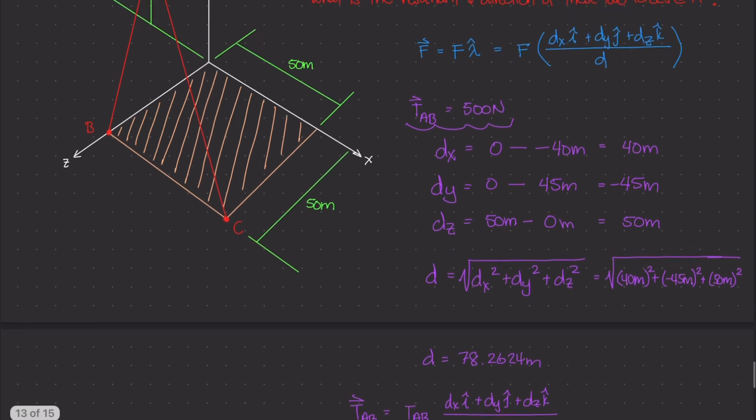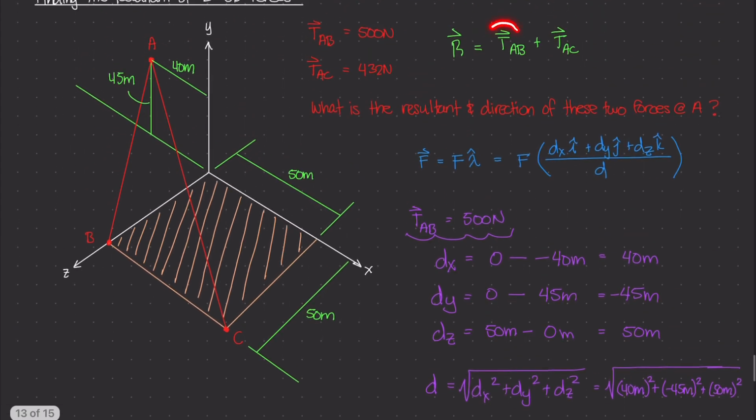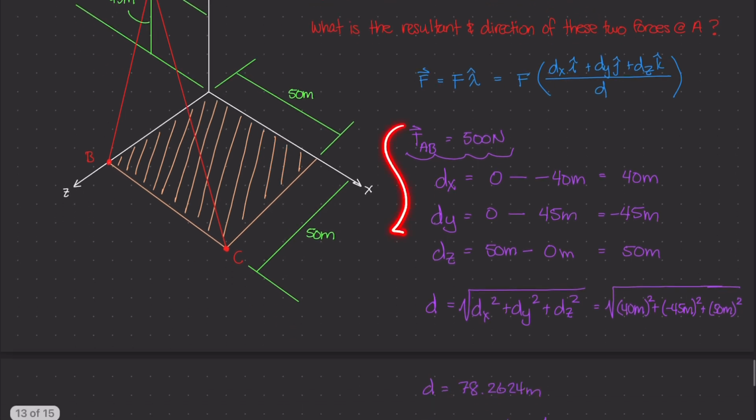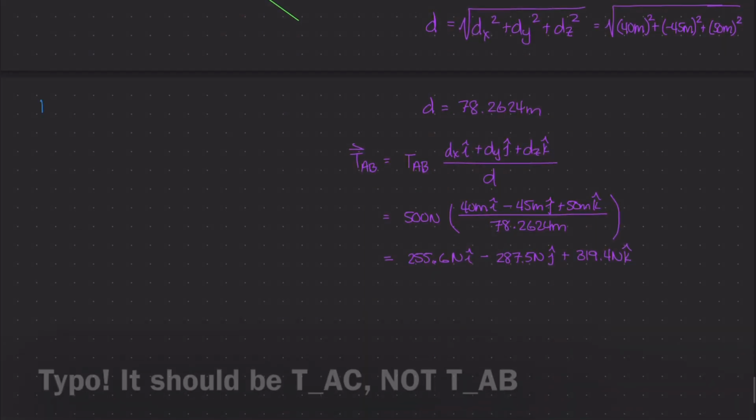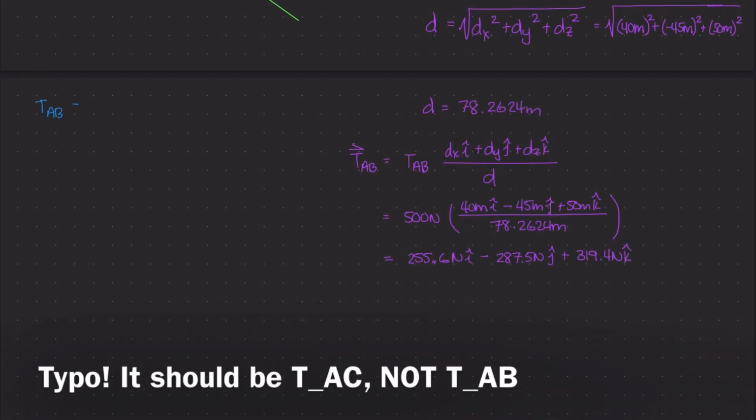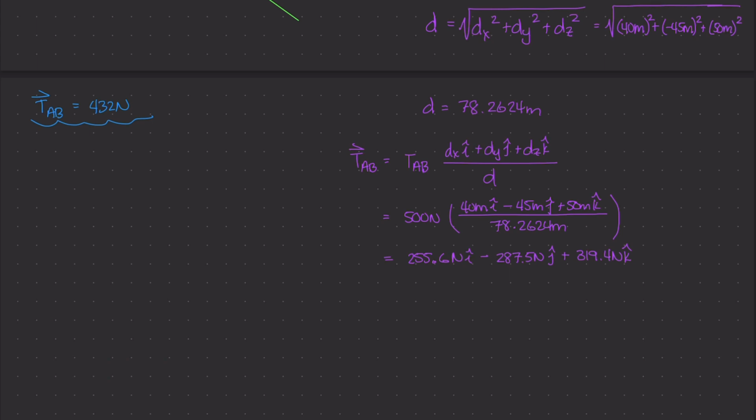But that only gives us part of the problem, right? We have T_AB plus T_AC. So we need to repeat this process for T_AC. And I'll do that in a different color down here. I'll say T_AC was equal to 432 newtons. This is a force vector. And we can apply the same methodology that we did for T_AB.